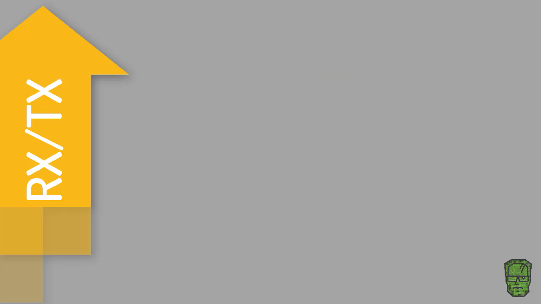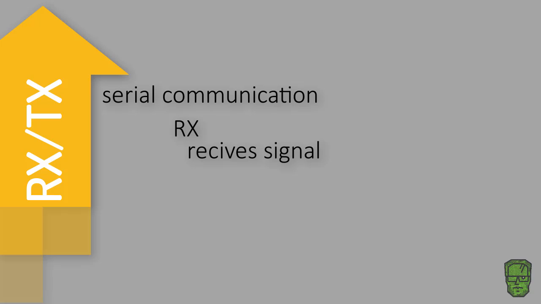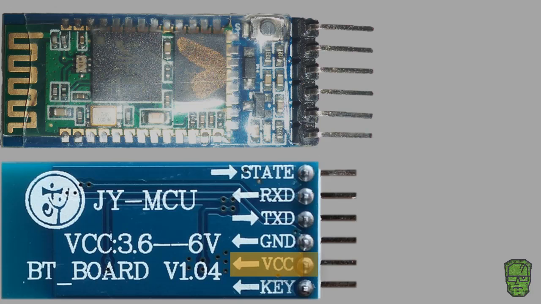Next you can see RX and TX. These two pins act as an interface for communication. Bluetooth uses radio waves for communication. The RX pin receives the signals and the TX pin transmits the signals. Then there is VCC, where we have to supply 3.3 to 5 volts, and the ground pin.